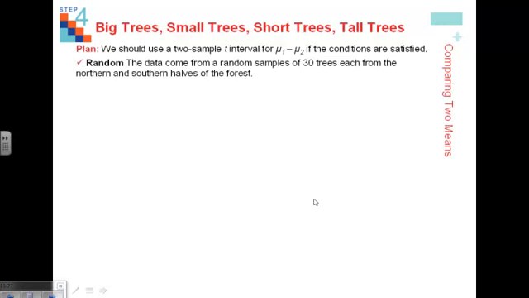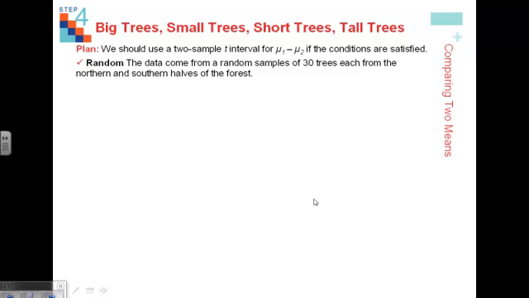Population 1 was northern trees, northern long something pines, whatever that was. Longleaf pines. Sounds like a contradiction, because pines don't have leaves.